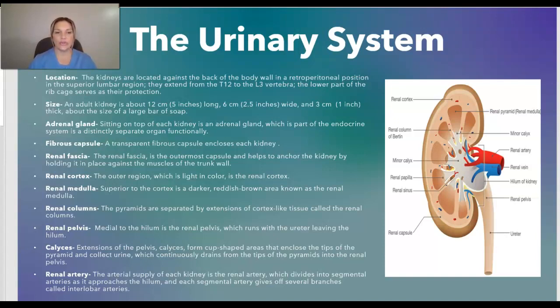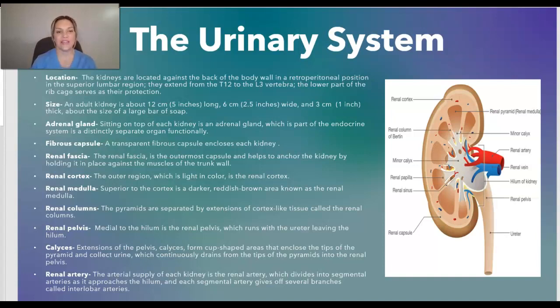You have two adrenal glands. We talked about the adrenal glands in the endocrine system, but sitting on top of each kidney on the right and left side is the adrenal gland. As I said before, this is part of the endocrine system, which we talked about in the endocrine lesson, and is actually a totally separate and distinct organ functionally. It just happens to live on top of the kidneys.